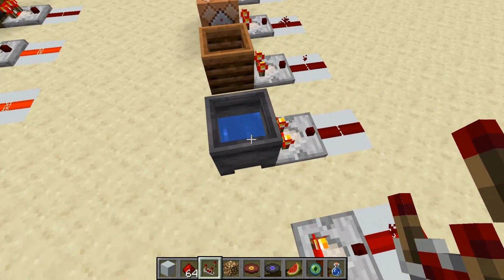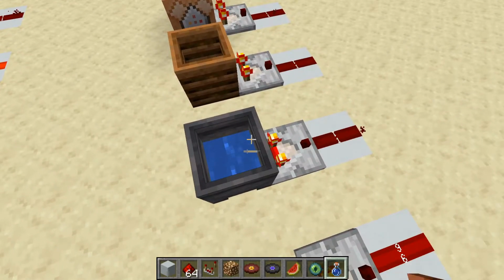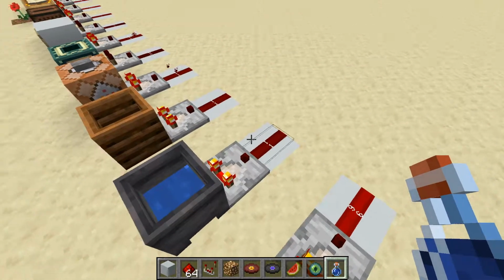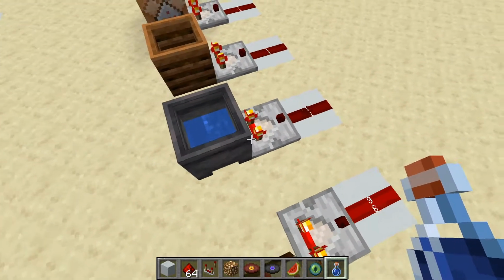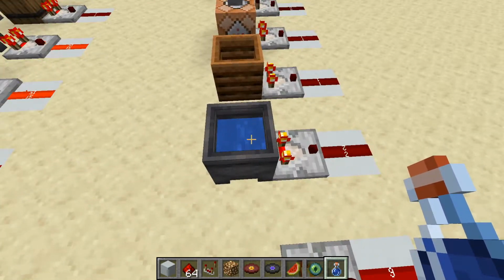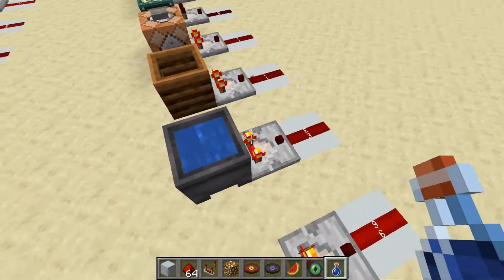The cauldron will compare the number of water bottles that are in it. So if you put a bucket of water, that will output a signal strength of 3. But if you do it by water bottles, I place 1 water bottle in here, signal strength of 1, 2, and then completely full is a signal strength of 3.